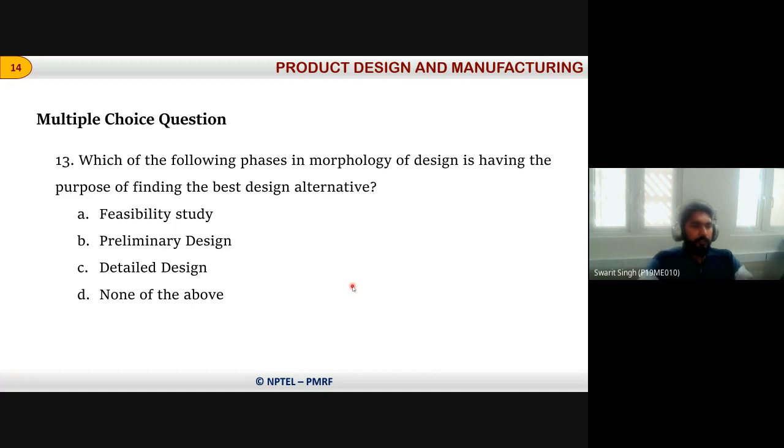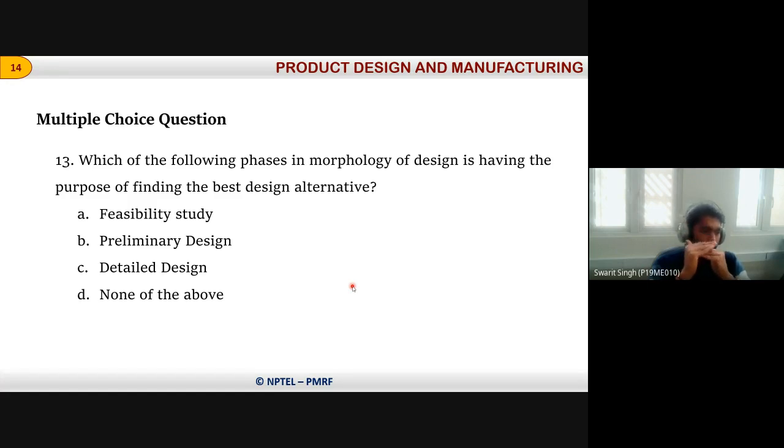So just rethink about the question again. It says, in the phases in the morphology of design, where are we going to find the best design alternative? In the feasibility study, we analyze the feasibility of the product. We analyze the need for the product. We analyze the requirement, and whether the particular solution will solve that problem or not.